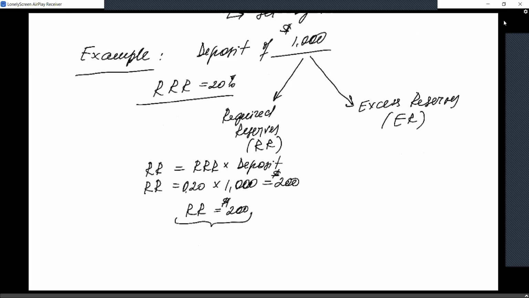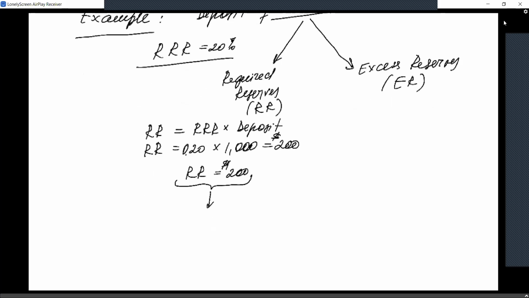The reason this portion is called required reserves, this portion of your deposit, or any deposit for that matter, is required to stay with the bank and not go anywhere. So it will be sent down to the bank's vault.